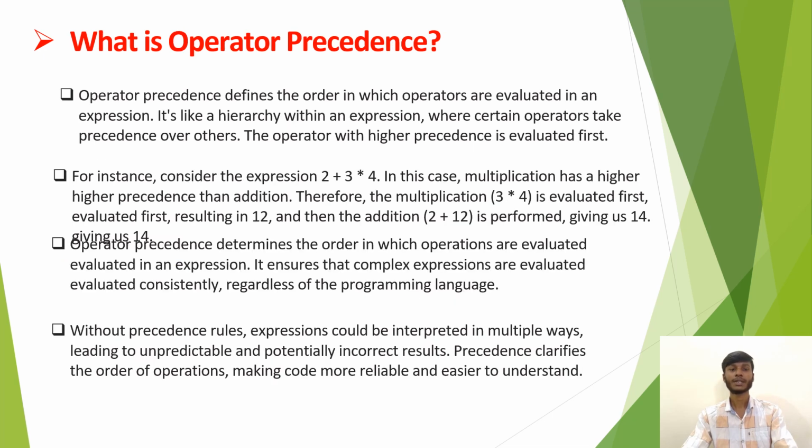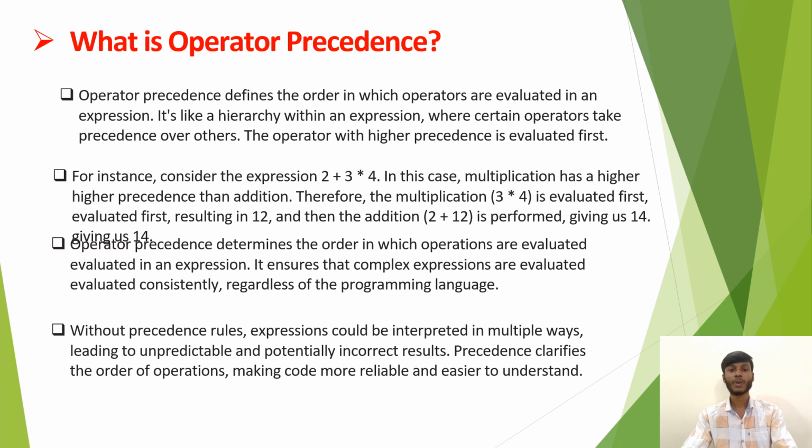What is operator precedence? Operator precedence defines the order in which operators are evaluated in an expression. It's like a hierarchy within an expression where certain operators take precedence over others. The operation with higher precedence is evaluated first. For instance, consider the expression 2 plus 3 into 4. In this case, multiplication has higher precedence than addition. Therefore, the multiplication 3 into 4 is evaluated first, resulting in 12, and then the addition 2 plus 12 is performed, giving us 14.